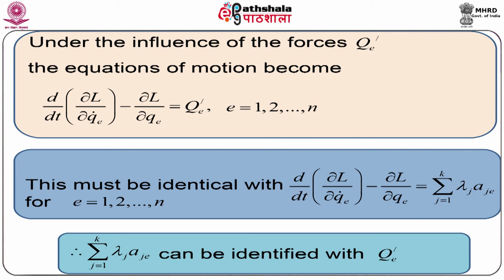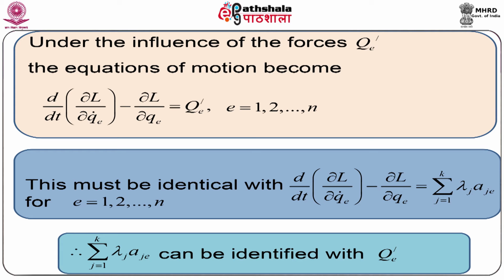Under the influence of the forces Q_j dash, the equations of motion now take the form d/dt of ∂L/∂q̇_j minus ∂L/∂q_j equal to capital Q_j dash. This equation is valid for j equal to 1, 2 and so on up to n. n is the number of degrees of freedom.